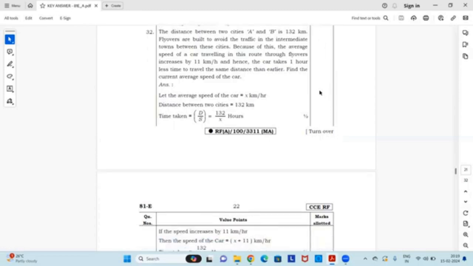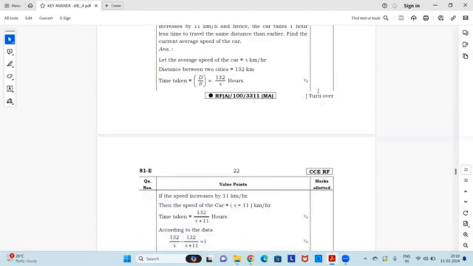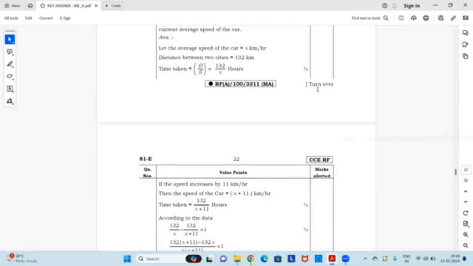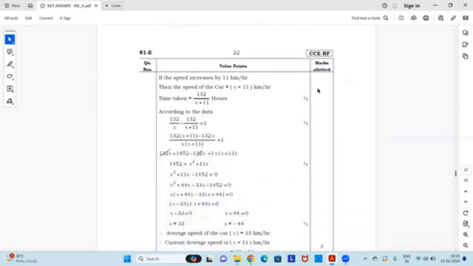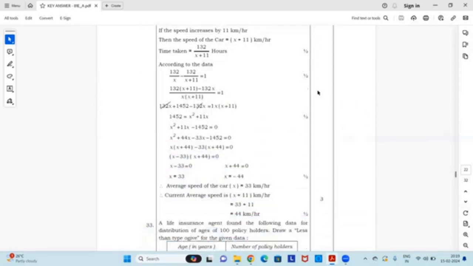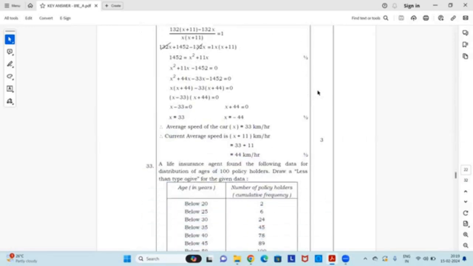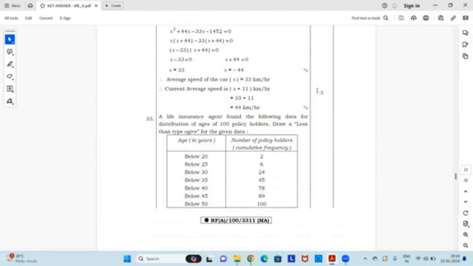Okay, so use the formula: time taken equals distance between the two cities divided by speed. Observe the steps very carefully. Pause the video and understand it.